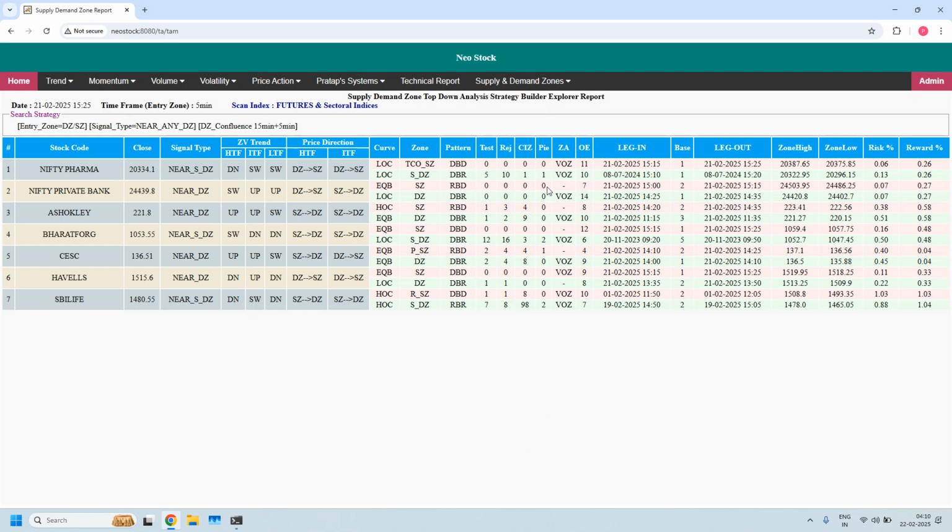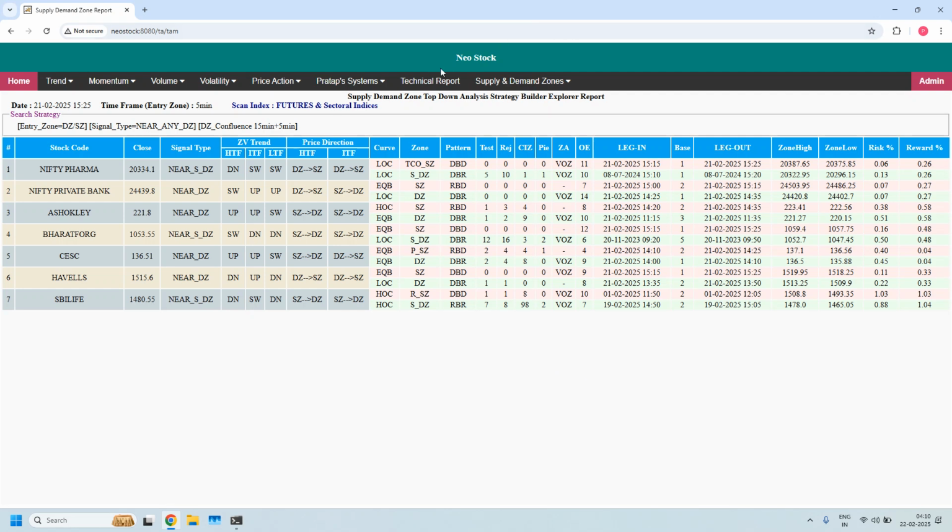Out of these 7, first one is a pierced zone, 4th one is pierced, and 7th one is pierced. You can ignore them. The demand zones should not be pierced for stocks near demand zones.